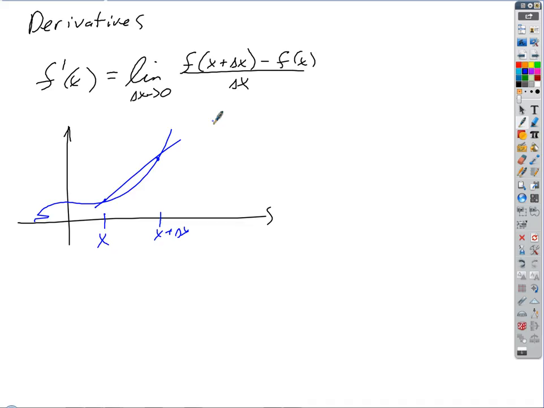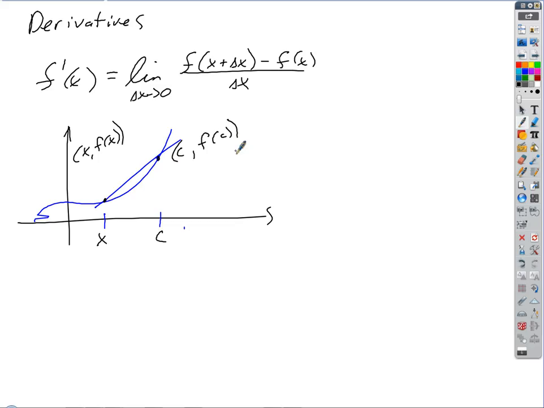We could just redraw the picture. Instead of drawing it in terms of x and x plus delta x, we could do the same thing, but call this something like x and c, for example. Then this point right here would have coordinates x, f of x, and this point right here would have coordinates c, f of c. We'll just call that x value c.